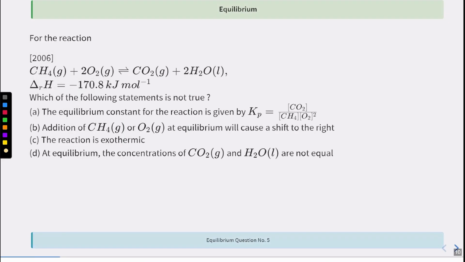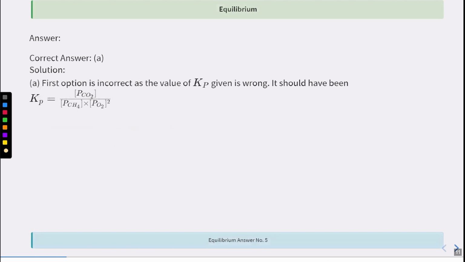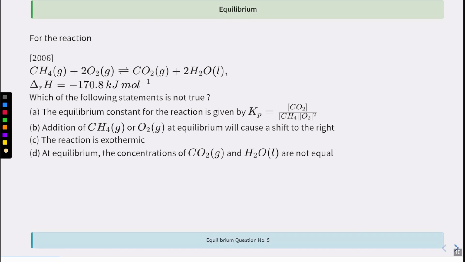Now let's come to this reaction, which is basically the oxidation of ethane, the burning of ethane. Which of the following is not true? The equilibrium constant is given by Kp, which is equal to this and that. Addition of CH4 or O2 at equilibrium will cause the shift to right. The reaction is exothermic, and at equilibrium, the concentrations of H2 and H2O are not equal. Okay, so let us talk about writing the equilibrium constants, and keep in mind that what they are asking us is the not true statement.